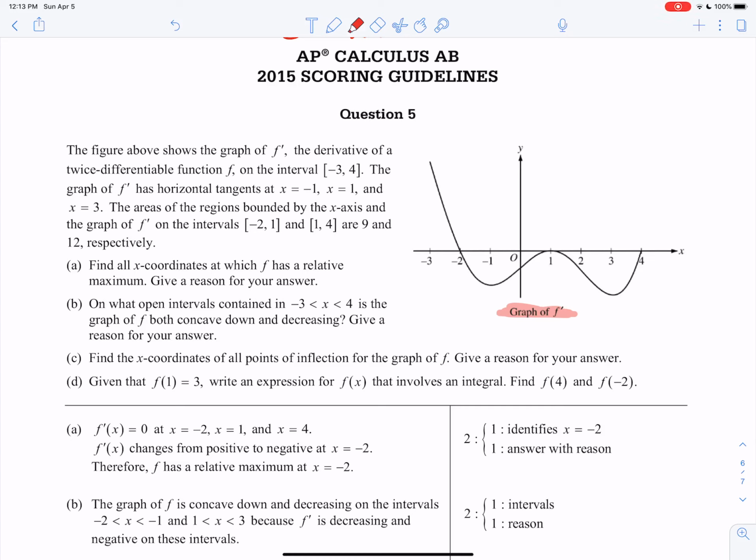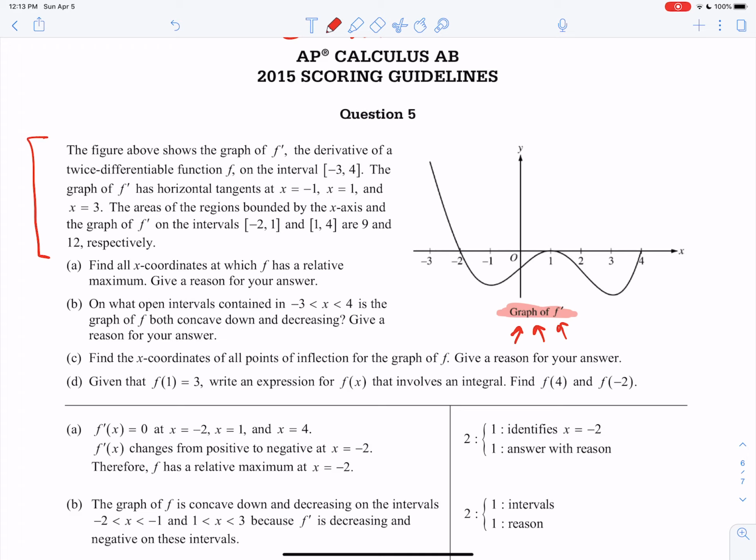This is 2015 question 5. This is a graph analysis problem here. First thing that I would look at is knowing what the graph represents here. So in this case, it's the graph of f prime. If you read through this text here, some things that you should note.